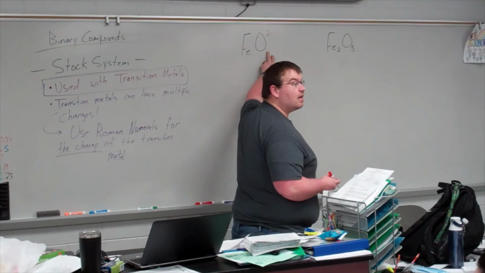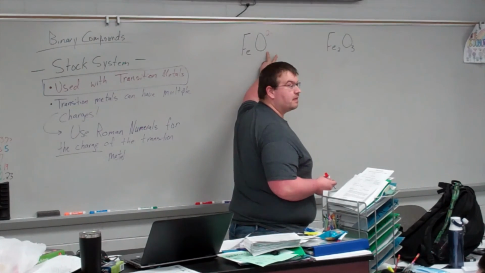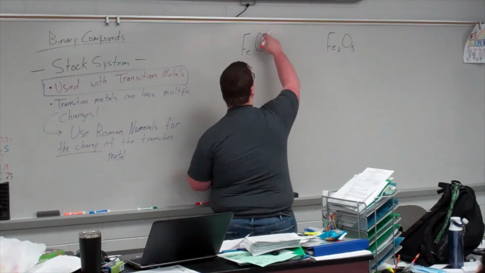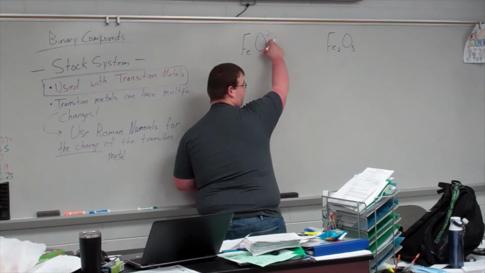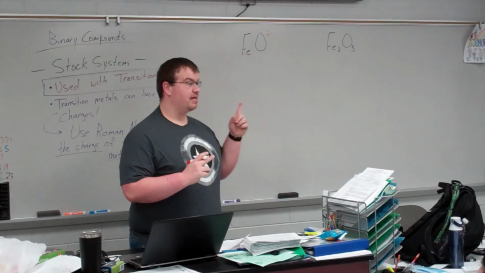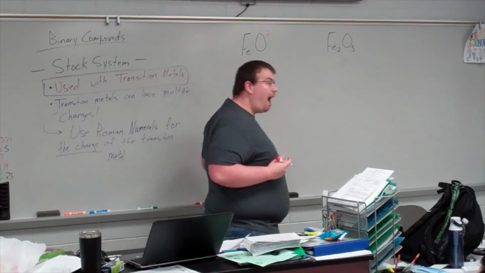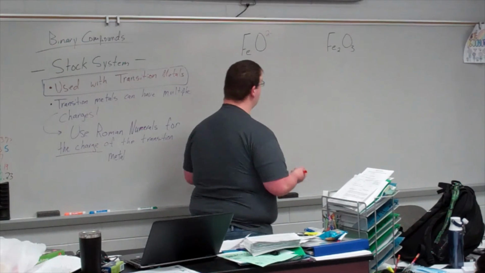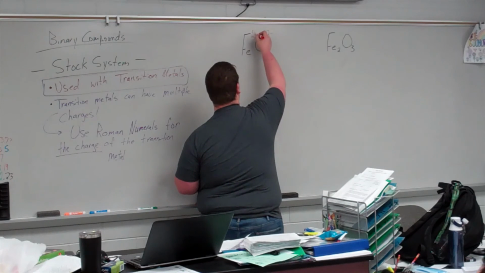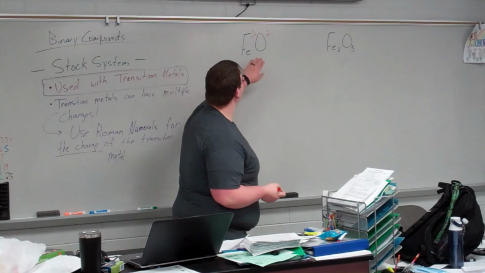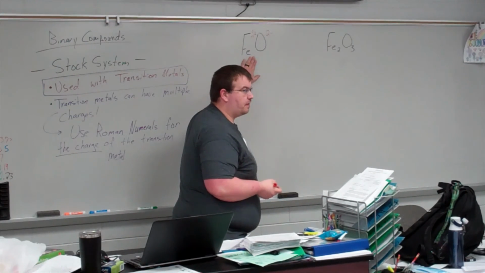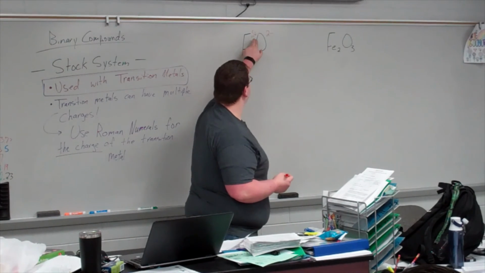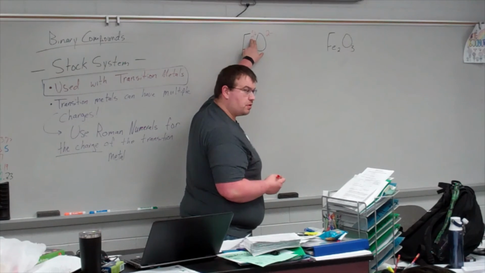How many oxygens we got? One. So the overall negative charge is 2 negative. That means the overall positive charge has to be 2 positive. How many irons you got? One, which means each iron has a +2 charge.